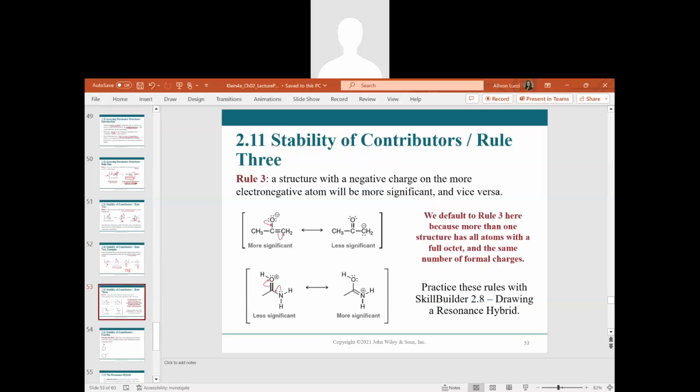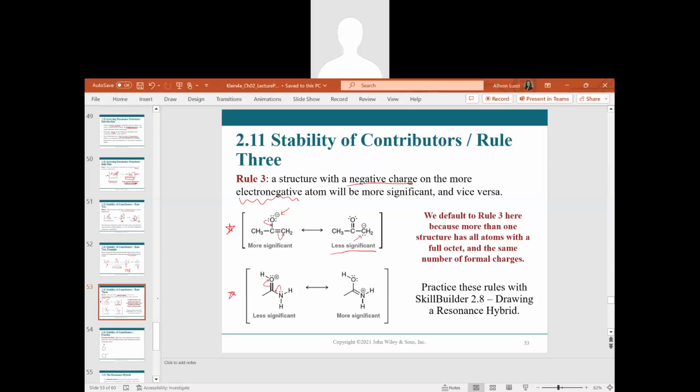So in rule number 3 now, this is the next rule. We look at the negative charges specifically. They would be on the more electronegative atom. So let's look at our first example here. We have a -1 formal charge on an oxygen up here. So 3 lone pairs, 1 bonding pair, and then over here we have 3 bonding pairs, 1 lone pair on a carbon. So carbon is less electronegative than oxygen, so that's why this structure is less significant.